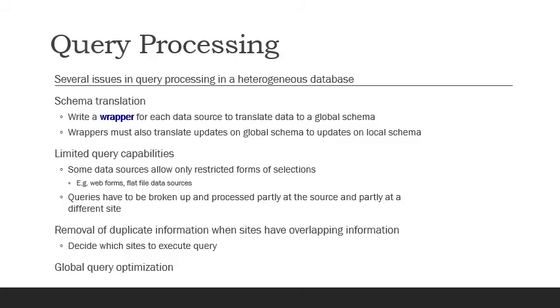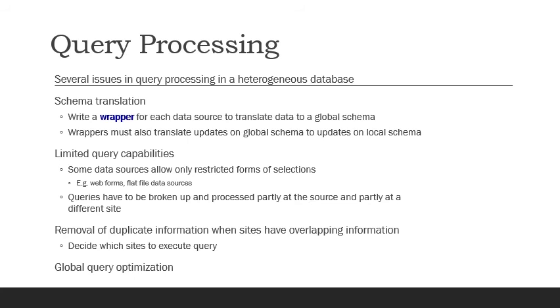Next, let's see query processing. Query processing in a heterogeneous database can be complicated. Some of the issues are: given a query on a global schema, the query may have to be translated into queries on local schemas at each of the sites where the query has to be executed. The query results have to be translated back into the global schema. The task is simplified by writing wrappers for each data source, which provide a view of the local data in the global schema. Wrappers also translate queries on the global schema into queries on the local schema and translate the results back into the global schema.